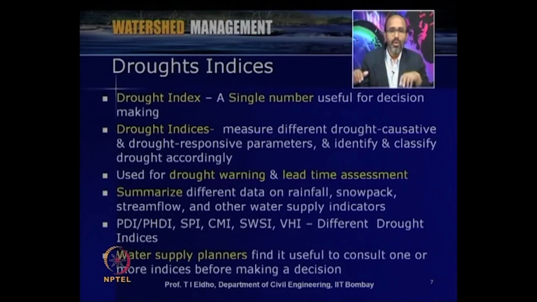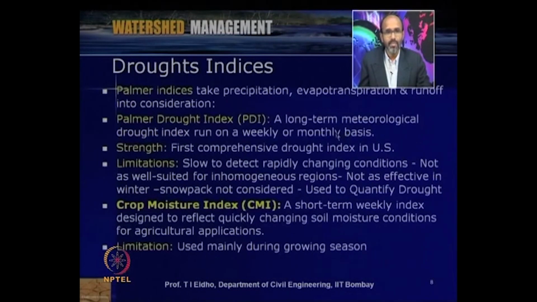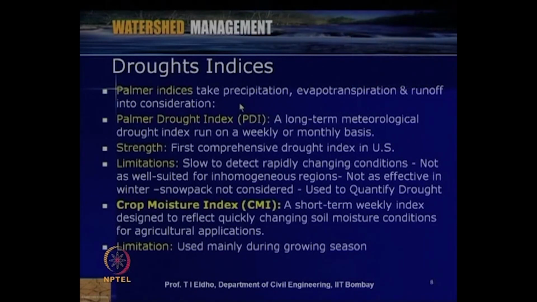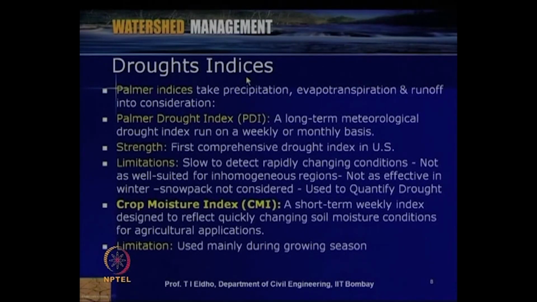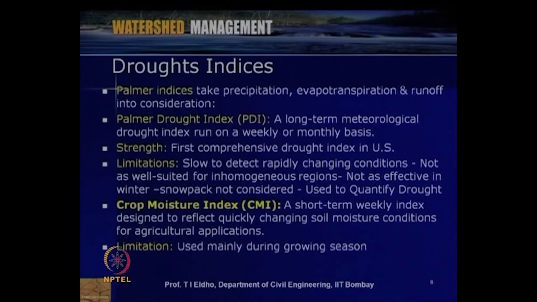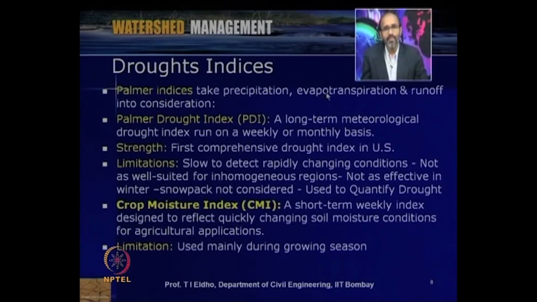So, these drought indices are very useful for water supply planning and management, especially on a watershed basis. Now, when we deal with the drought indices, as I mentioned, different types of drought indices are available in literature. One of the most commonly used indices is called Palmer drought index. This Palmer index takes some of the important parameters like precipitation, evapotranspiration and runoff into consideration while coming up with an index for the drought situation for a particular area.